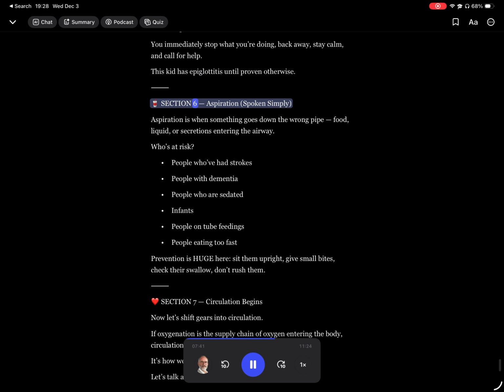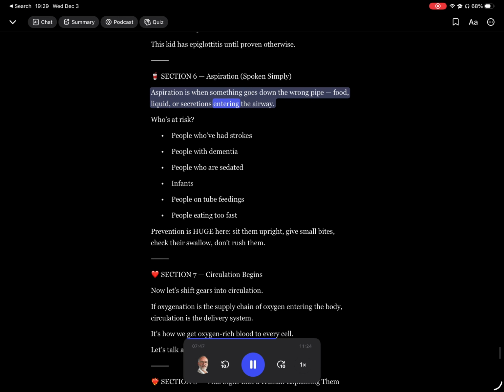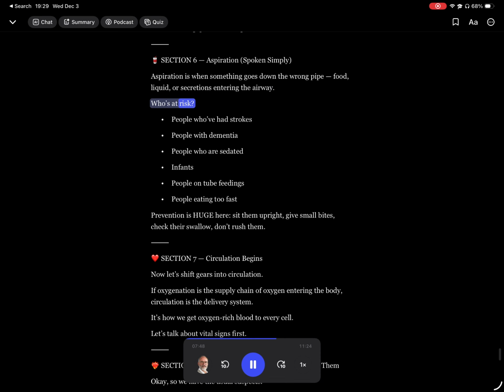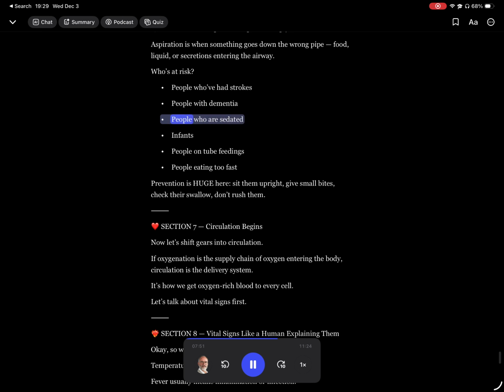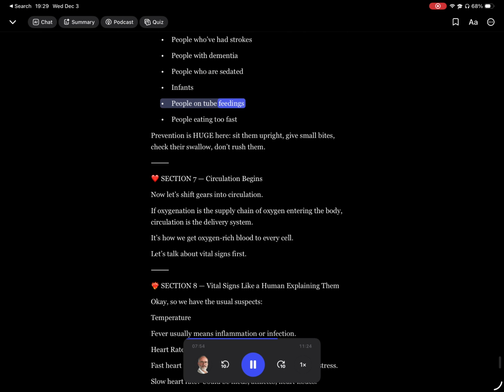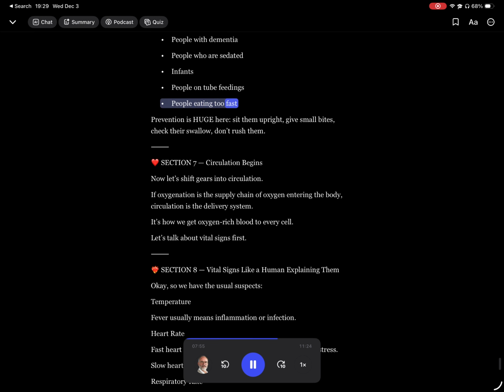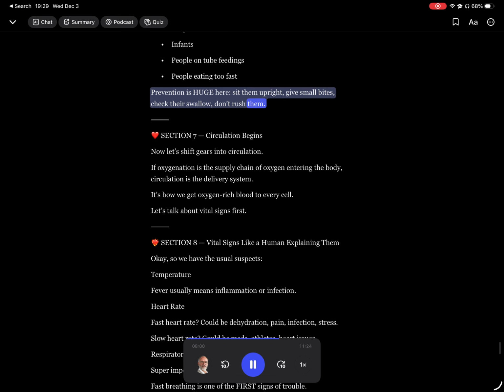Section 6. Aspiration. Aspiration is when something goes down the wrong pipe: food, liquid, or secretions entering the airway. Who's at risk? People who've had strokes, people with dementia, people who are sedated, infants, people on tube feedings, people eating too fast. Prevention is huge here. Sit them upright, give small bites, check their swallow, don't rush them.